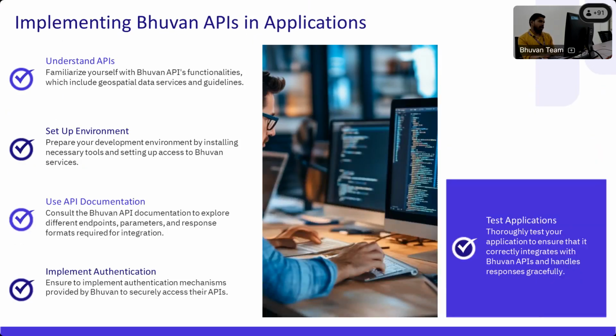Implementing: how you can implement Bhuvan APIs in your application. You can understand these APIs' functionalities, which include geospatial data services, and some guidelines are also there. After that, you can set up your environment by installing the necessary tools. You can access the Bhuvan services, whether map-based or web services, then use the API documentation, implement authentication by getting the token, include that particular API in your application, and test the application later on.